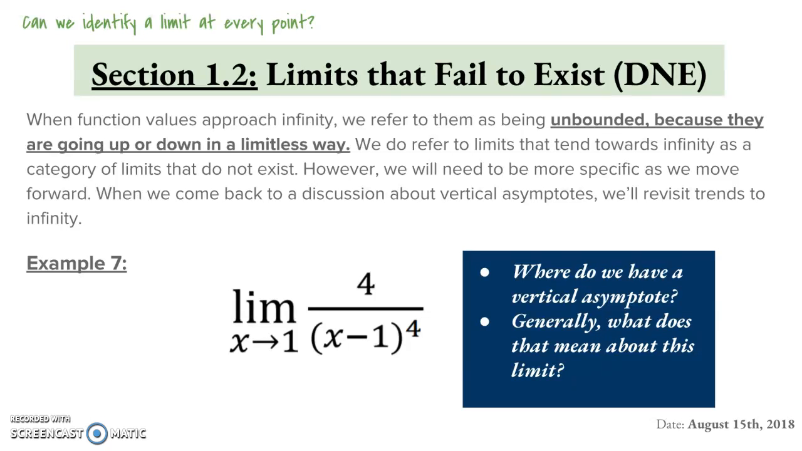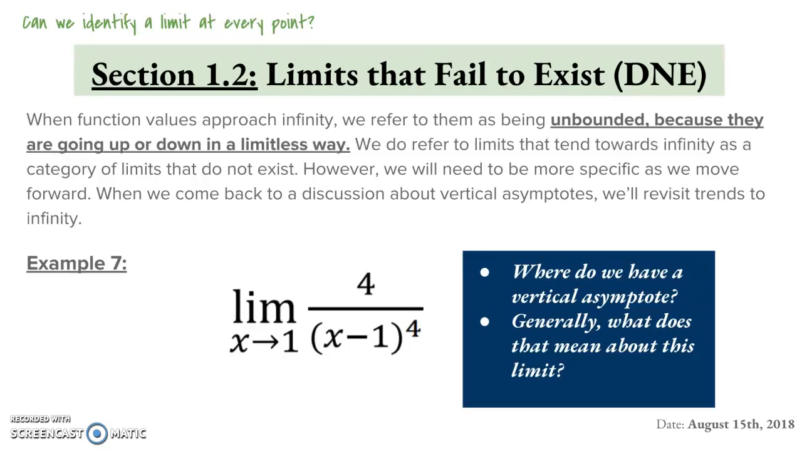So one thing to note is that we do refer to limits that tend towards infinity as an example of limits that don't exist. Unless a limit has a defined value, it's not technically going to exist. But as it notes here, we're going to have to be more specific as we move forward. So we will need to identify whether trends are towards positive or negative infinity and what that looks like from the left and right-hand side. Do know that we will come back to talking about asymptotes frequently, but right now we just want to touch on the fact that unbounded limits are another category of limits that don't exist.